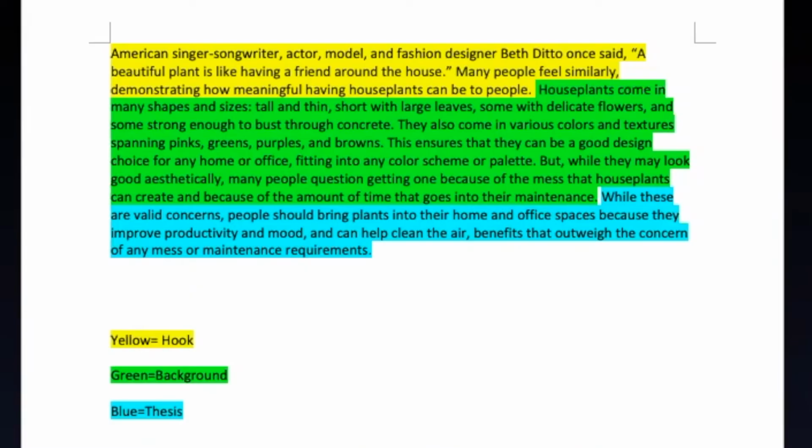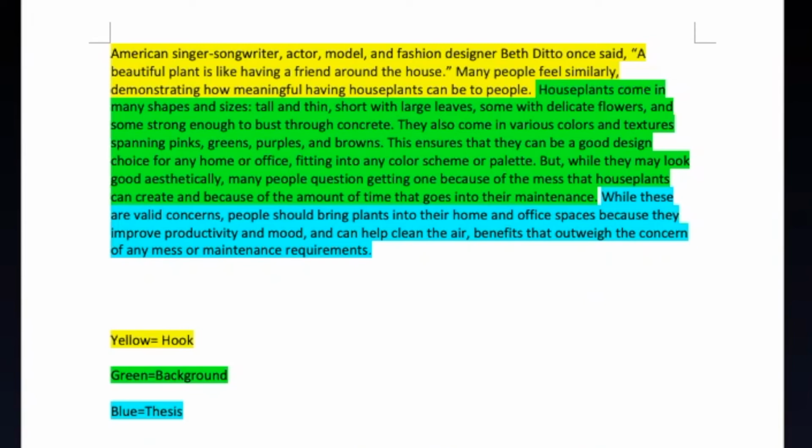So let's take a look at an example of an introduction. Here, this introduction has all the three components of a typical introduction: the hook, which is in yellow, the background information, which is in green, and the thesis in blue. So let's read through it together to see how these three components fit together to form this sample introduction about houseplants.